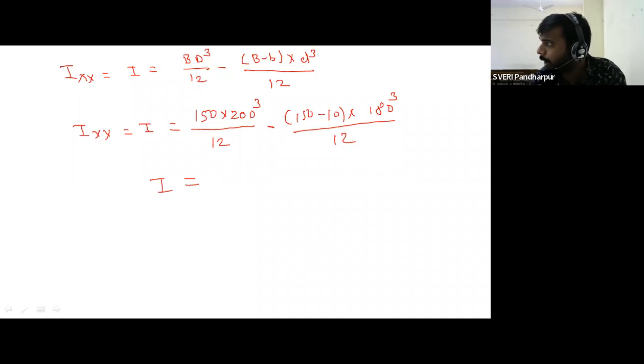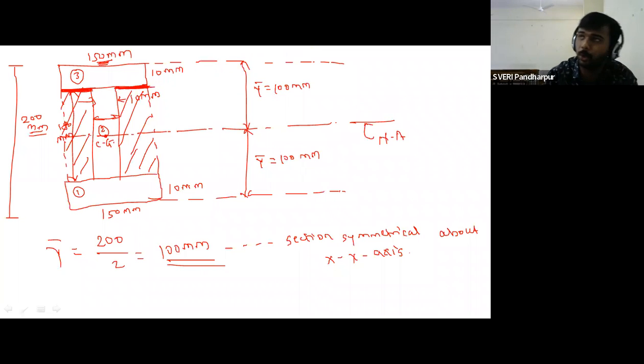Either you can use this formula or you can use another formula: find the separate Ixx1, Ixx2, Ixx3 separately. Which is simpler? This is very simple because it will reduce your calculation part. And previously also, y bar is equal to a1 y1 plus a2 y2 plus a3 y3 divided by a1 plus a2 plus a3. If you use this formula, you will get y bar is equal to 100 mm only.